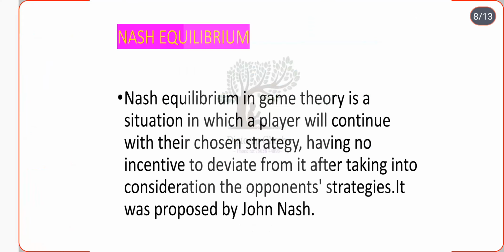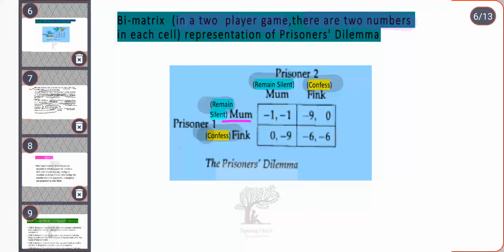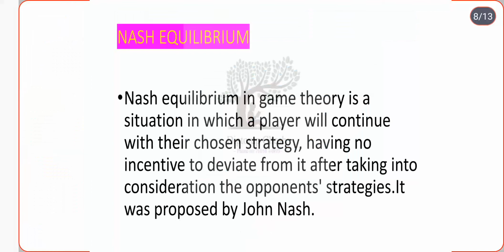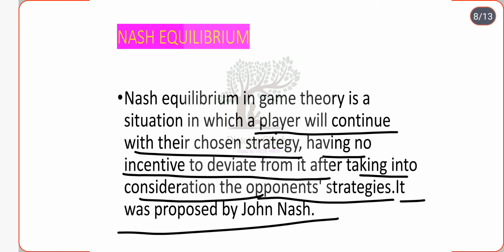Now, what is a Nash equilibrium? Before telling the Nash equilibrium of this prisoner's dilemma game, I have to clear up the definition, or the idea, of Nash equilibrium. In game theory, Nash equilibrium is a situation in which a player will continue with their chosen strategy, having no incentive to deviate from it after taking into consideration the opponent's strategies. It was proposed by John Nash. So Nash equilibrium is a set of strategies chosen by each player from which they will not deviate.